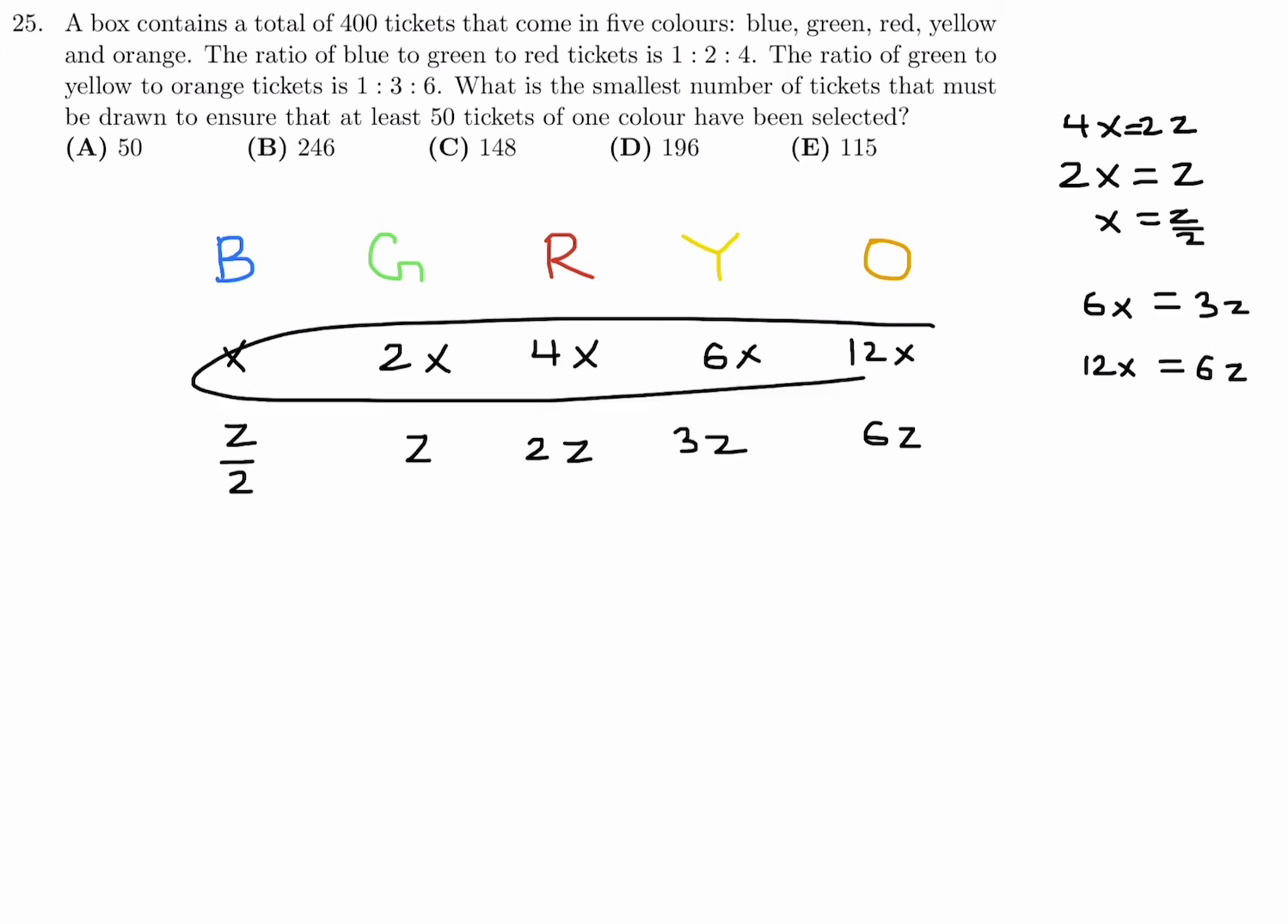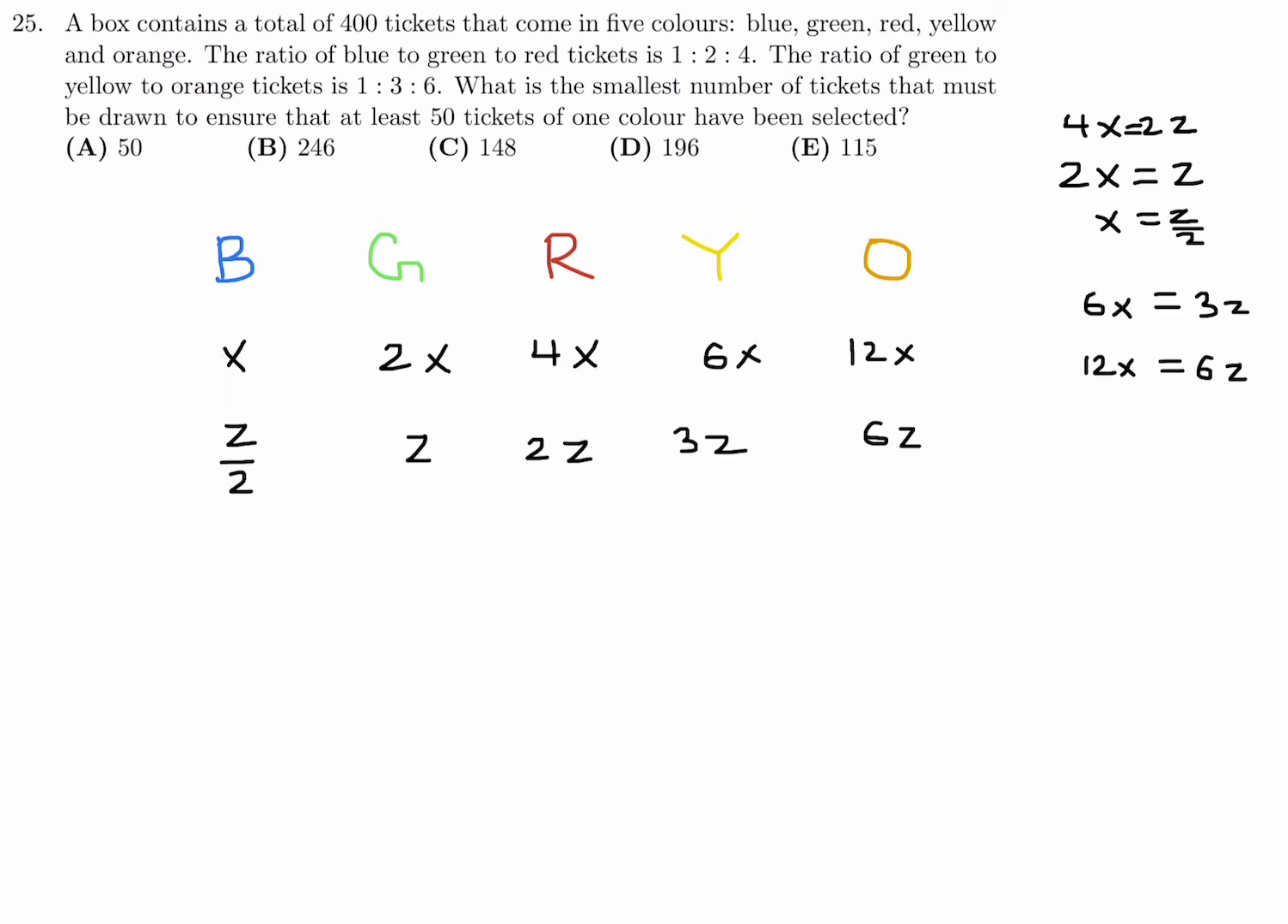So I can add all these guys up. And if I do, that will equal 400. So x plus 2x plus 4x plus 6x plus 12x is equal to 400. So what does that give me? 3, 7, 13, and 25. So 25x is equal to 400.